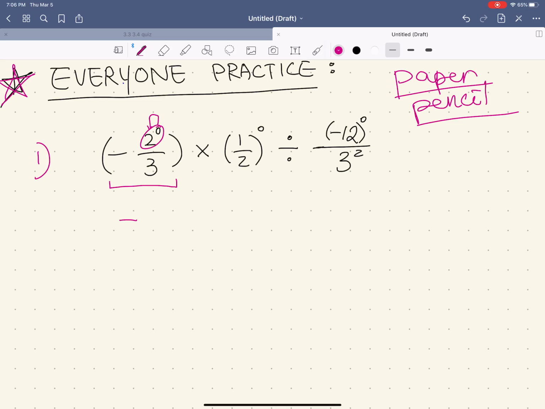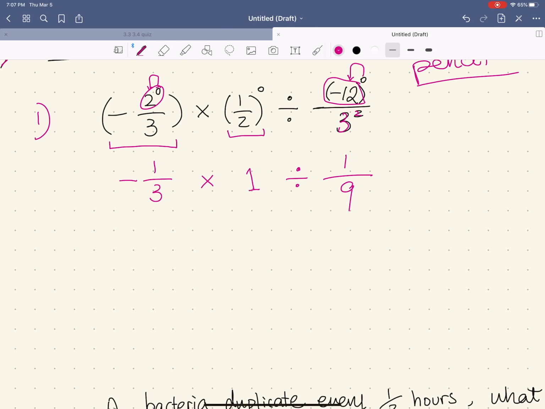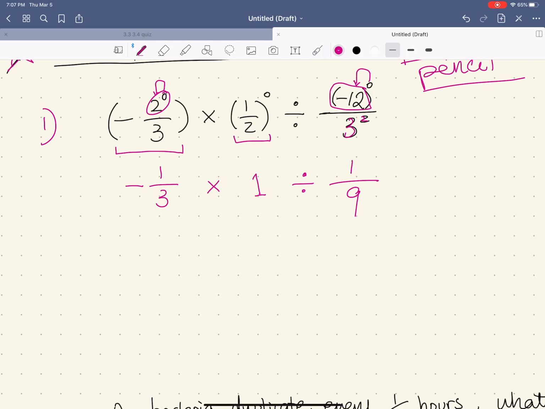The top part turns to 1. Hopefully you all realize that. Then times and divide. This 0 applies to the top only, but it's negative 12, so you don't care whether it's positive or negative because you have a bracket there. That means 0 applies to everything inside the bracket. So the top will be a positive 1, and 3 to the power of 2 gives you 9. Here you go from left to right because it's all equivalent operation.